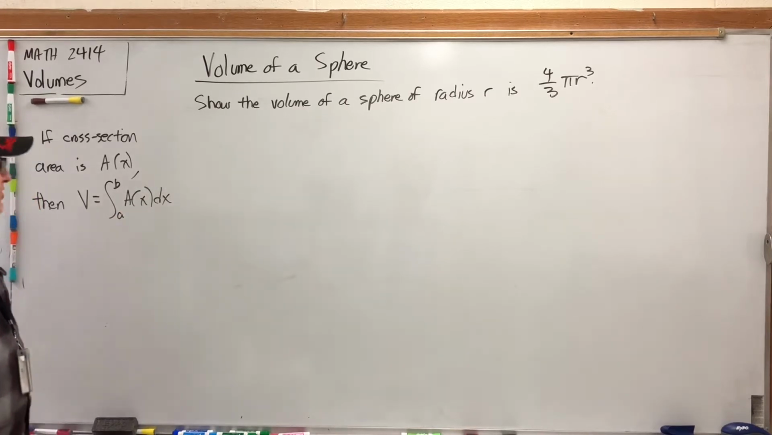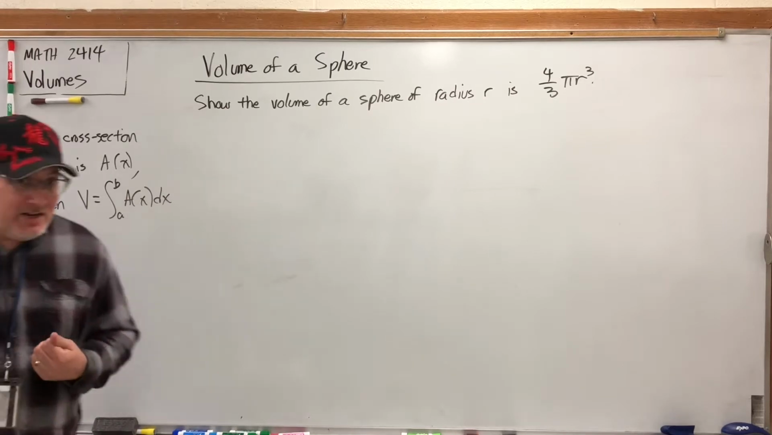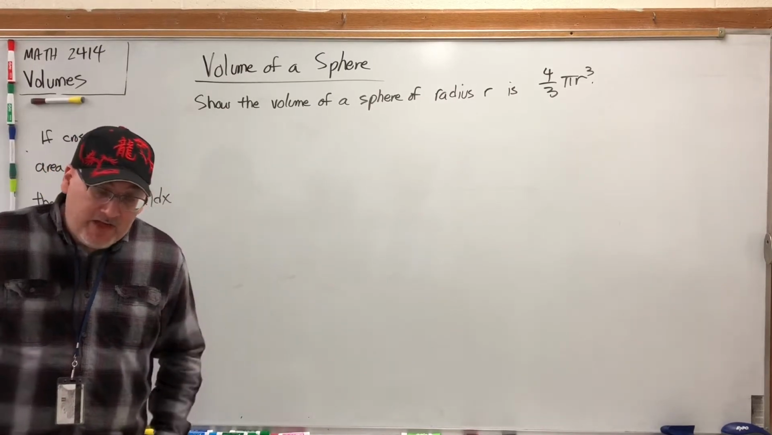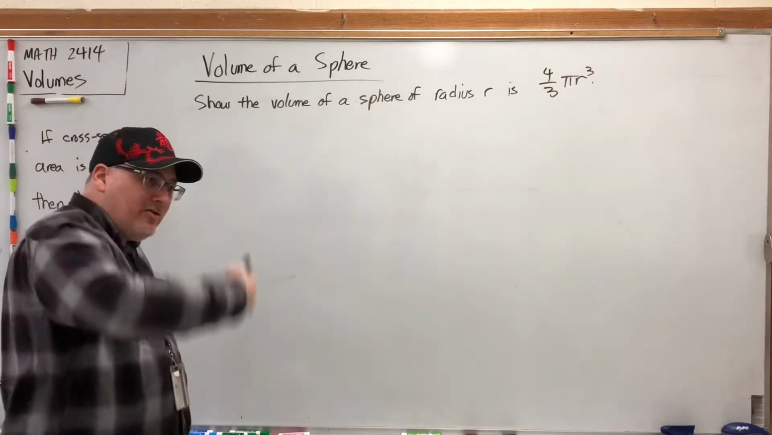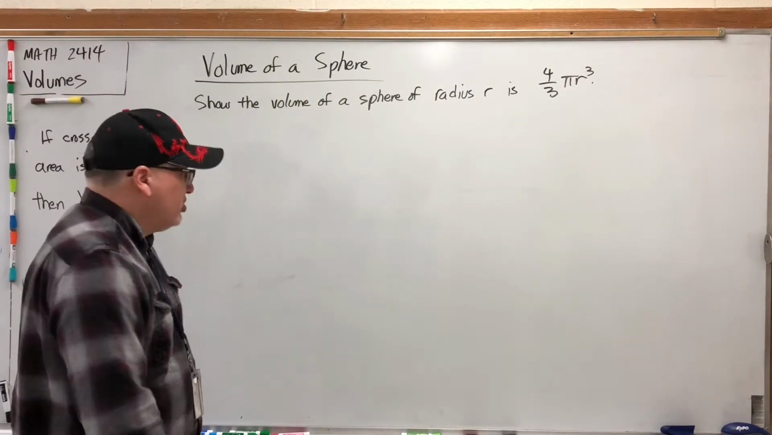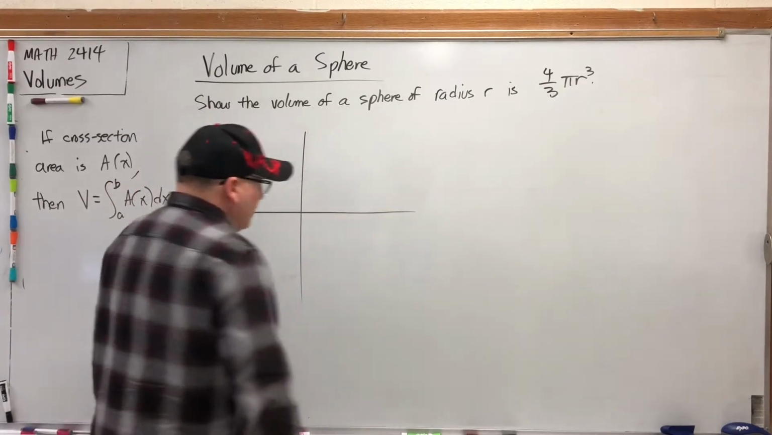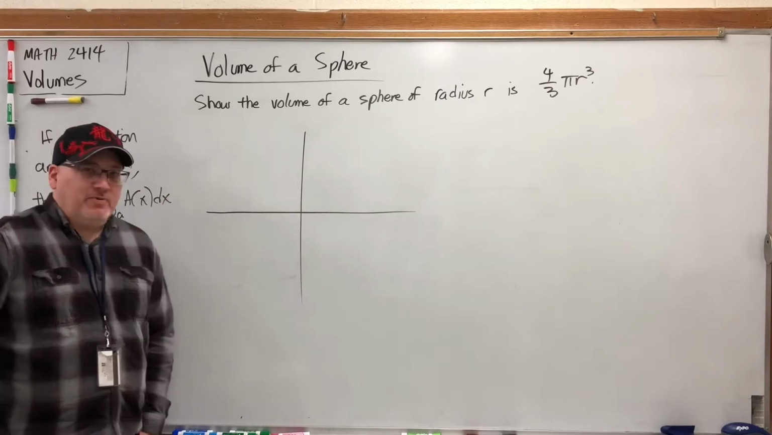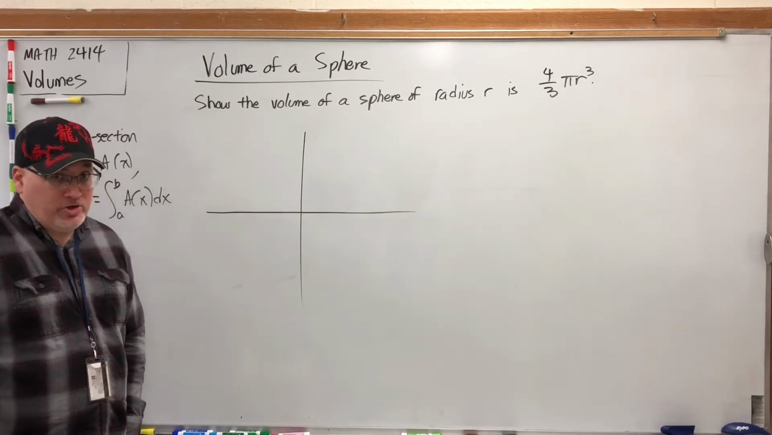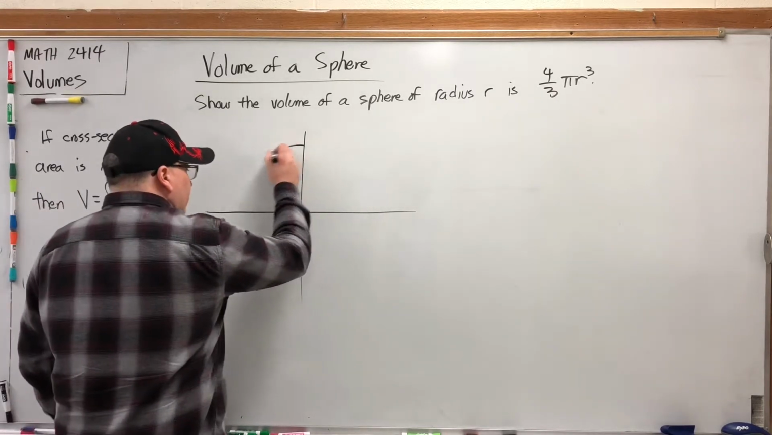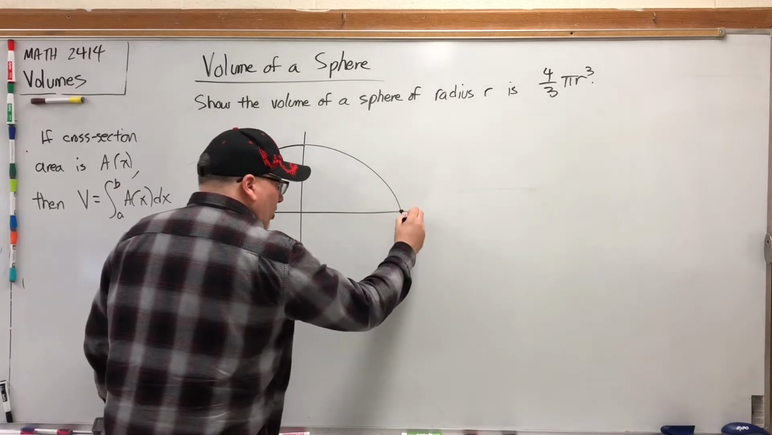All right, so how are we going to do this? Well, if we're going to do this, we need to set up a solid, conveniently oriented relative to the xy axis so that it is easy to calculate the area of a cross section. So let's start by setting up an xy axis. And where would be the most convenient place to put this sphere? Intuitively, with the center at the origin. Let's draw a sphere of radius r, so we know that this is r and this is r.